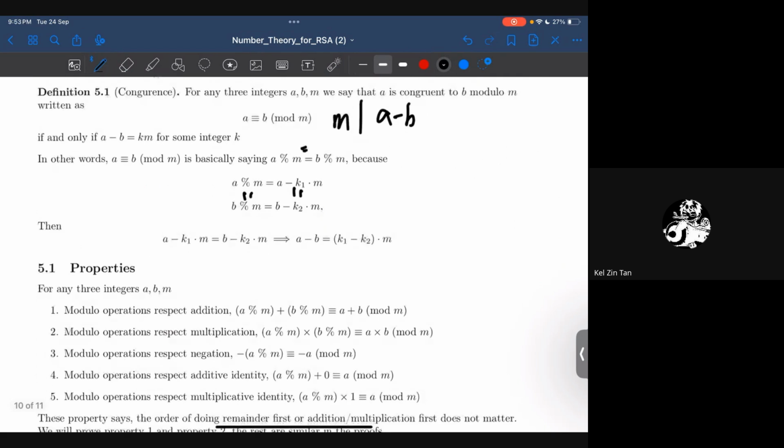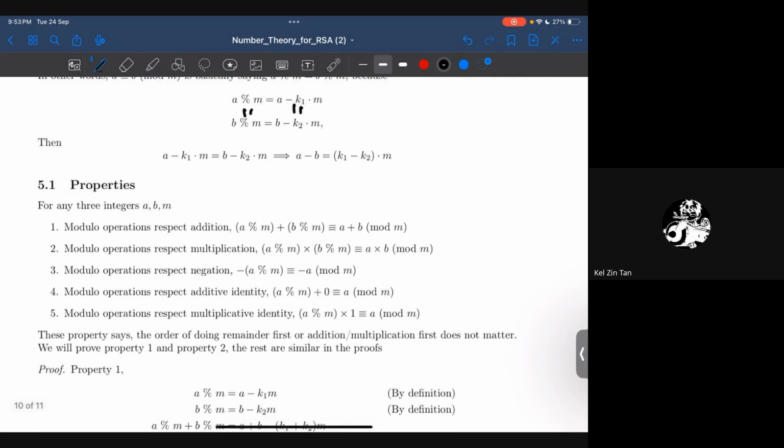So modular operations have a lot of nice properties. The first one is that it respects addition. We can perform the modular operation first, then add them. It is equivalent to adding them, then performing the modular operation next. It is the same for multiplication, negation, additive identity, and multiplicative identity. So basically, you do the remainder first, or you do addition and multiplication first. It doesn't matter. The order doesn't matter.